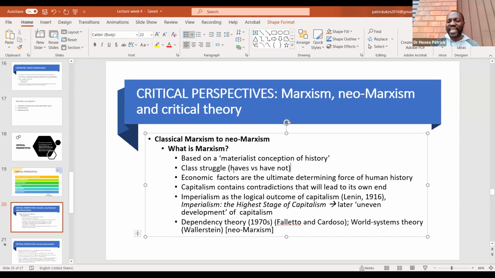And one thing you need to understand in this space is that there will always be haves and there will always be have-nots. There will always be the oppressed and there will always be the oppressors. The oppressed are those that do not have the property. The oppressors are those that have the property. So that is a simplistic view of the Marxist notion.